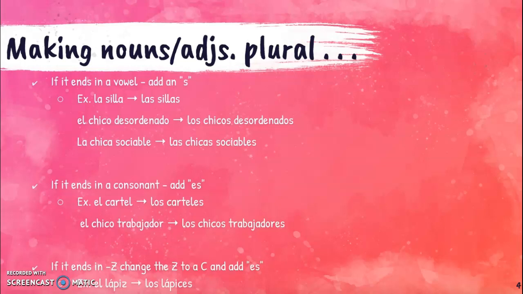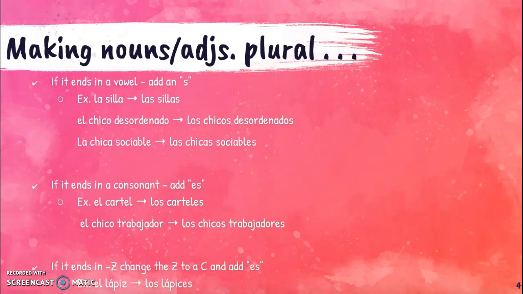Our next one is el chico desordenado. These are all vocabulary words. We are talking about the unorganized boy. In order to make this plural, we need to look at our ending. For chico, it ends in an O. So all we need to do is add an S to the end. And same thing with desordenado. But remember, we also need to change our definite article el and make that plural as well. So we are now going to have los chicos desordenados.